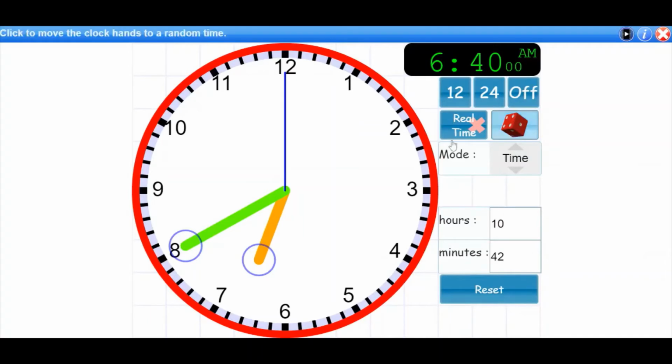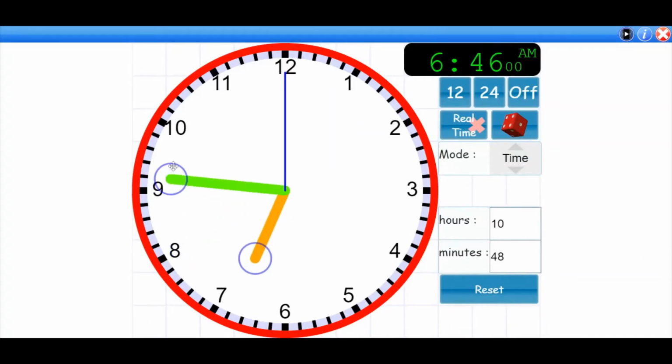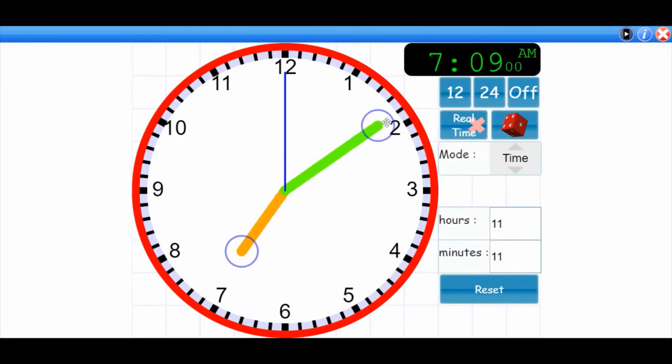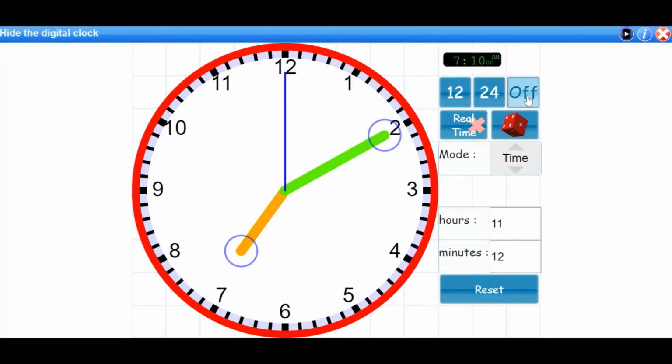Right, so let's have another go at practicing some of these. So if I put it round to here, we can see that we're within the hour of 7 and we are 10 minutes past. So we start from the top, 5, 10. So we count 5 on every big number. Okay, now I'm going to turn that clock off for a minute.